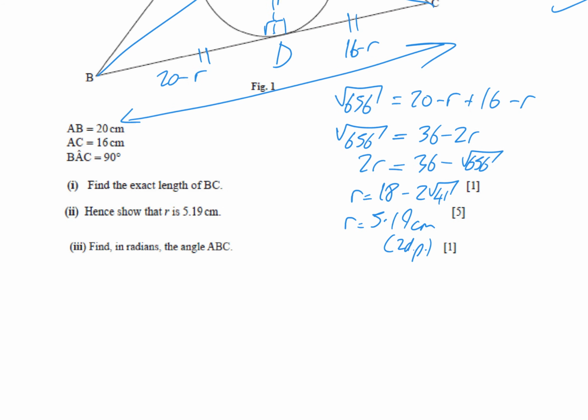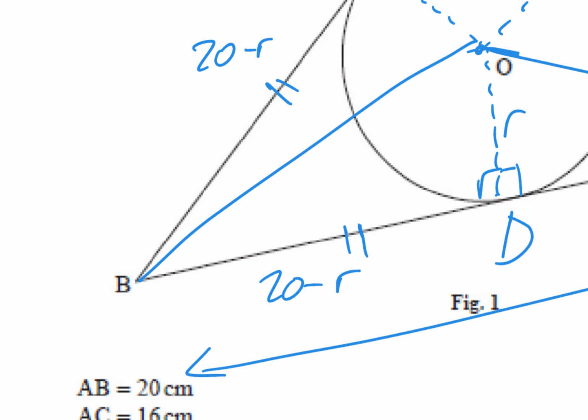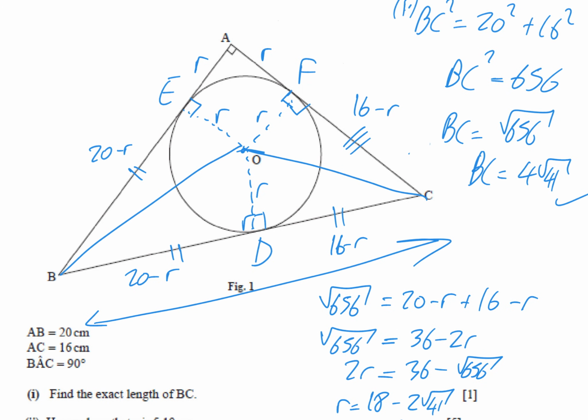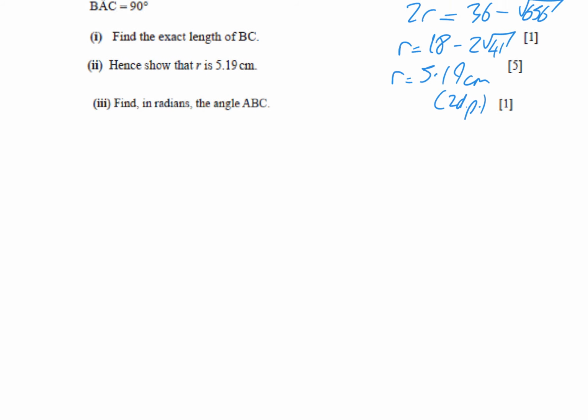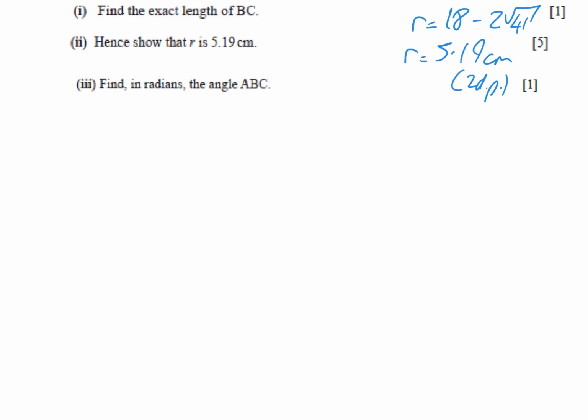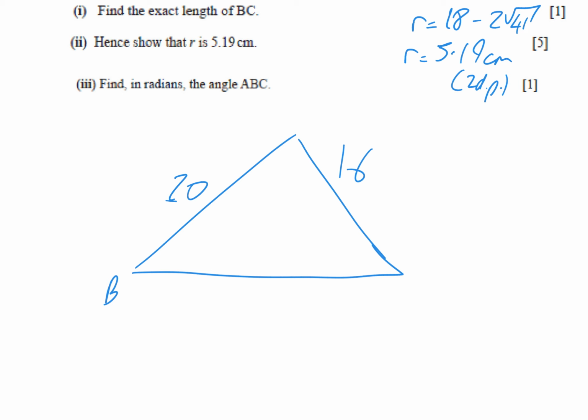Okay, the last part of this question says, find in radians the angle ABC. So that's the angle here at B, basically. And you know the 3 sides of this triangle, so it's actually a cos rule question. I'm just going to draw a sketch of this. So you had your B here. This was 20, this was 16, and this was square root of 656. So I'll call this my theta. That's what I'm going to find.